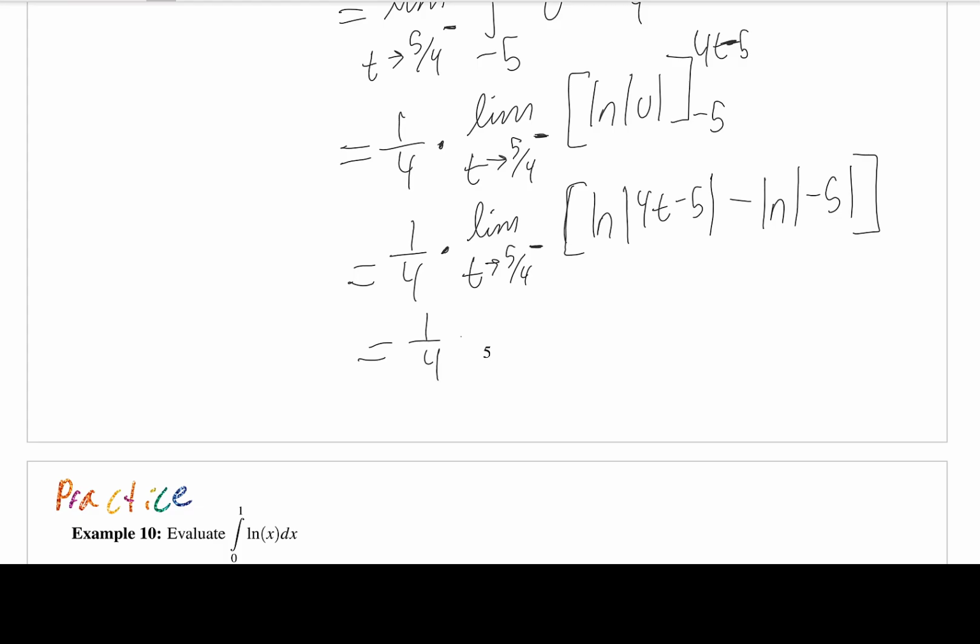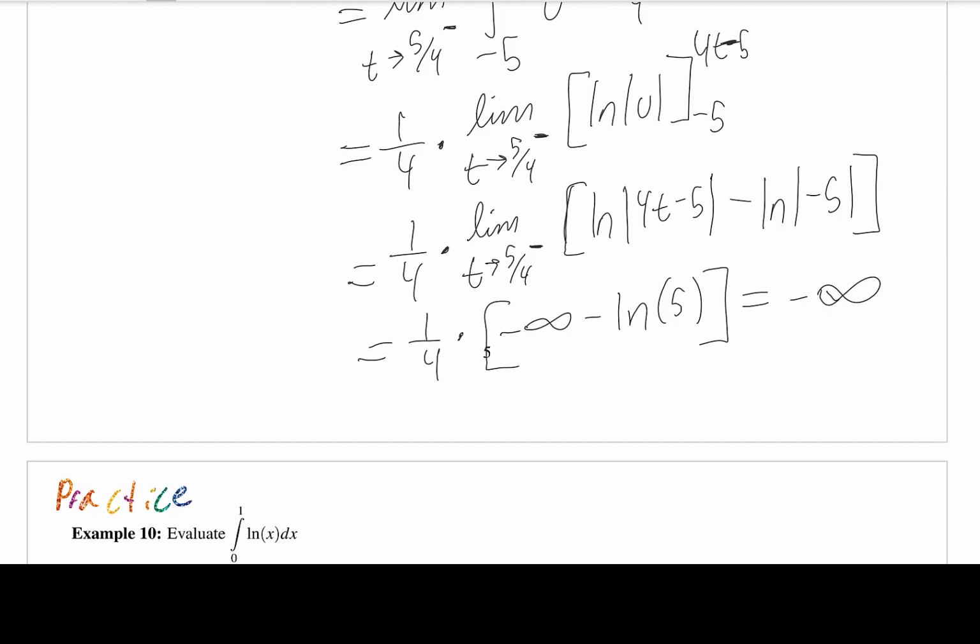All right, so this will give us 1/4 times, so moving our limit inside the natural log here, this part is going to be going to 0, and we'll have negative numbers, but it's okay because we have our absolute value. So this would be like saying natural log of 0. So this means that we're going towards negative infinity. So we'll have negative infinity minus ln of 5, which is just some constant number. And so this is just going to be negative infinity.